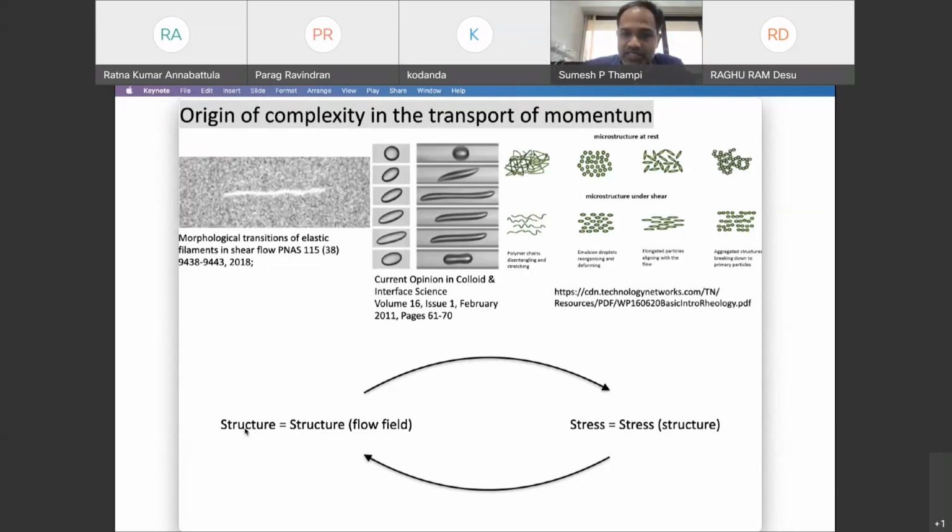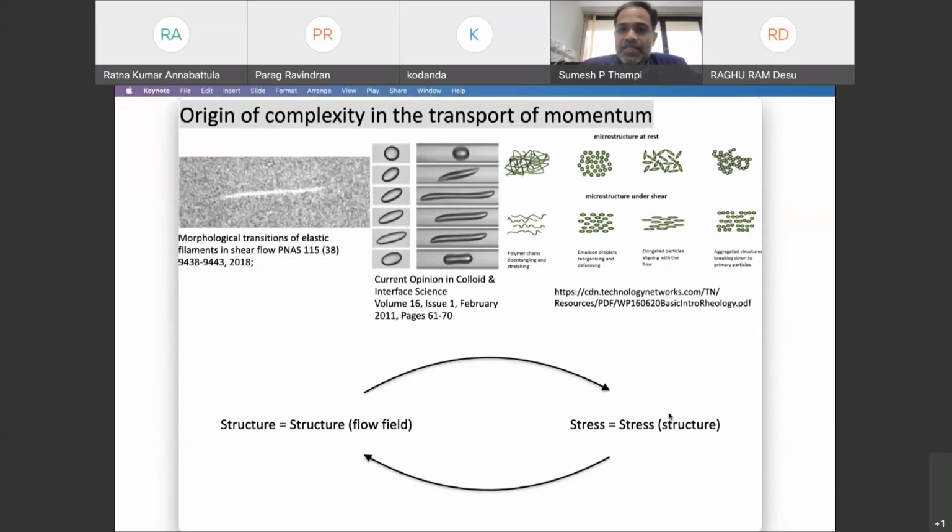You have a structure. The structure is decided by what the flow is, but that structure decides how the momentum transfer happens. I have written it in terms of stress, and that stress is dependent upon structure. So there's a structure-flow coupling, and this coupling is what needs to be accounted for when you want to talk about flow of soft materials.